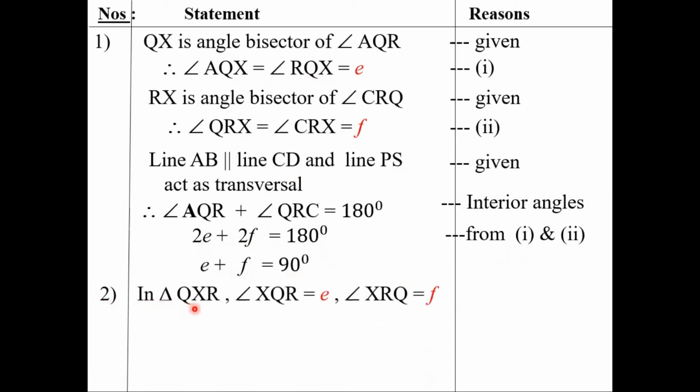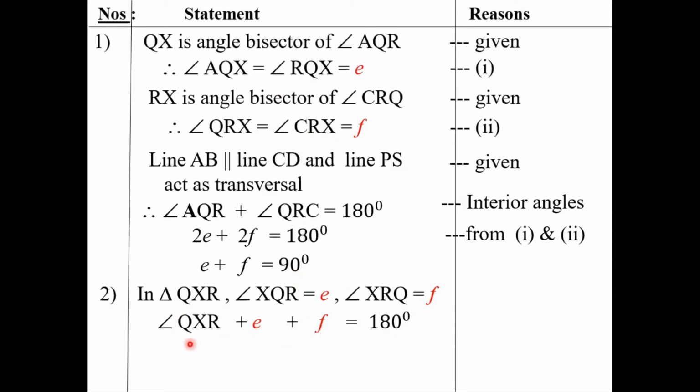So in triangle QXR, angle XQR is E and angle XRQ is F. So we are writing the sum of the angles of triangle QXR is 180 degree. Sum of the angles means angle QXR plus angle XQR, which is E, plus angle XRQ, which is F, is equal to 180 degree, the sum of the angles of a triangle. Now you know that E plus F is 90 degree.